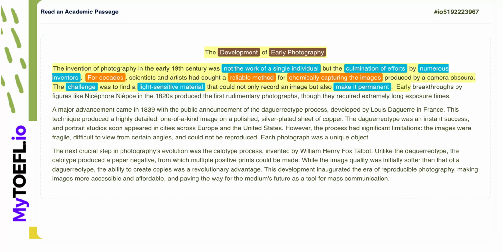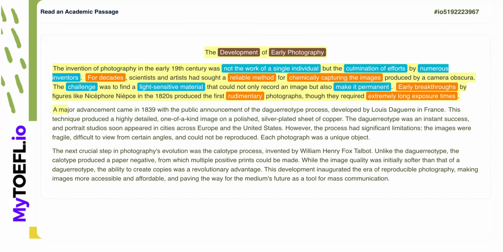Early breakthroughs by figures like Nicephore Niepce in the 1820s produced the first rudimentary photographs, though they required extremely long exposure times. This sentence introduces one of the first successes. We learn about early breakthroughs and get a specific name, Nicephore Niepce. The photos were rudimentary, meaning very basic or simple. And here's a key limitation: they required extremely long exposure times. This shows us that while progress was being made, the process was still not very practical.